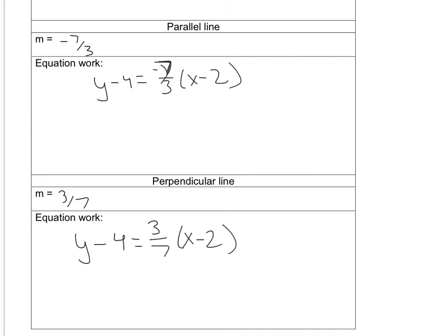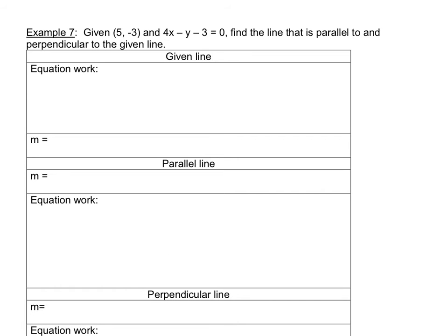So let's take a look at some more examples. All right. It says, given (5, -3) and 4x minus y minus 3, find a line that is parallel to and perpendicular to the given line. So we need to find the slope of this line, and then the new line is going to go through this point. Okay? So add the y, and you get 4x minus 3 equals y. So the slope is 4.